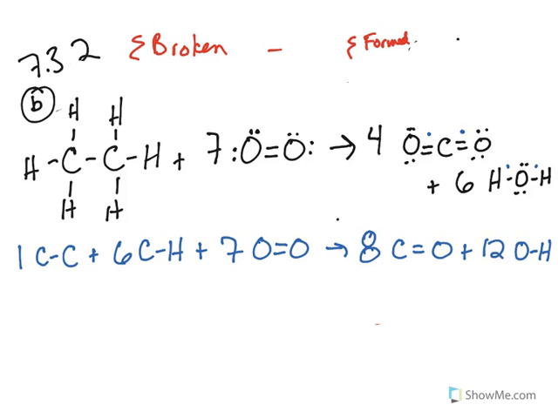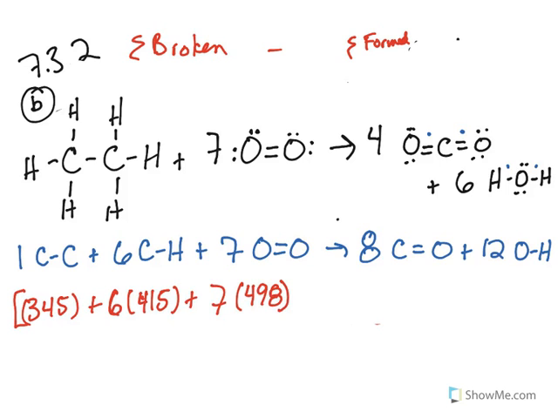So if I look at the table, bonds broken minus bonds formed, I can put values on each of these counts. So I have 345 plus 6 times 415 plus 7 times 498. Now, mistaking that OO is a double bond, not a single bond, is a common place where people get messed up on these problems. Then I'm going to subtract the bonds formed.